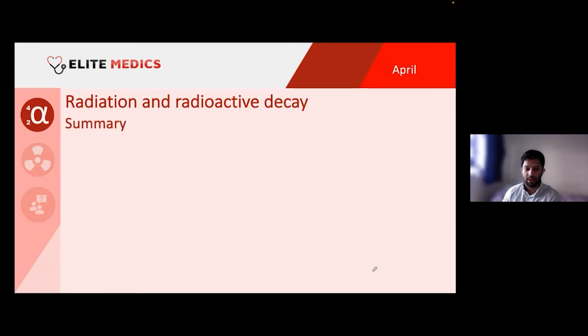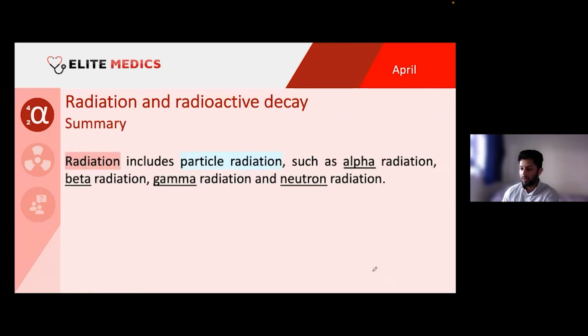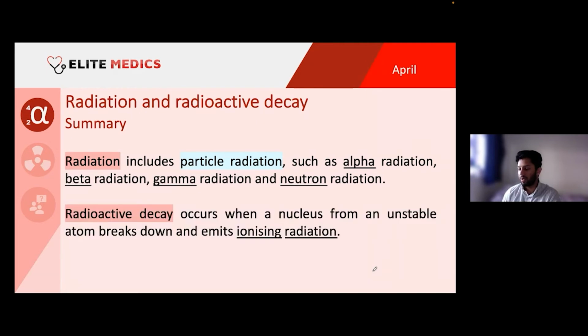Okay, so to summarize, the radiation includes particle radiation such as alpha radiation, beta radiation, gamma radiation, and neutron radiation. So radioactive decay occurs when a nucleus formed from an unstable atom breaks down and emits ionizing radiation. So we'll go through these words and what they really mean in just a moment as well. For example, ionizing radiation is not really one that we've discussed at great length.